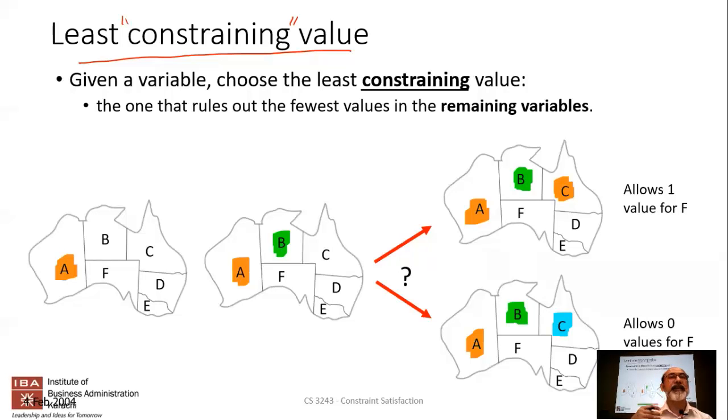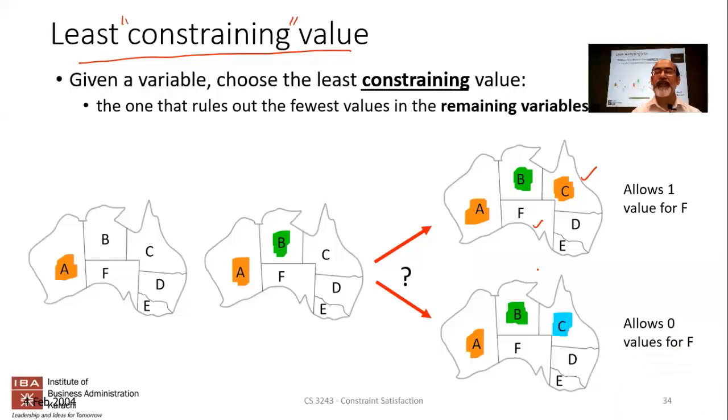So it has the least constraining, all right? So you would choose C because it doesn't constrain F, perhaps D and E as well, but let's just look at F. It doesn't constrain F as much as choosing C to be blue would, because that would imply that F would actually have 0 values left, okay, because you've already chosen C.